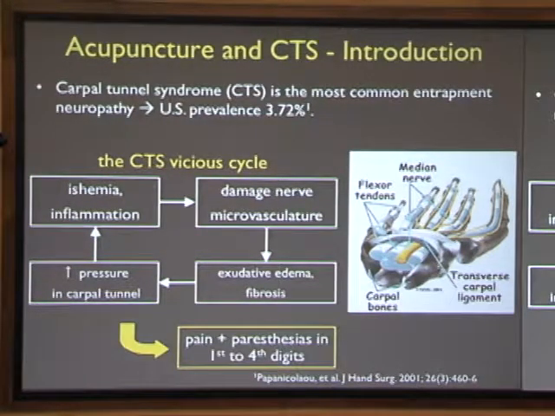And the symptomatology, all of this leads to pain, but not just pain, also paresthesias in digits or fingers innervated by the median nerve. And that's the first through the fourth digits. Okay? The ulnar nerve is what innervates the pinky, the fifth digit.